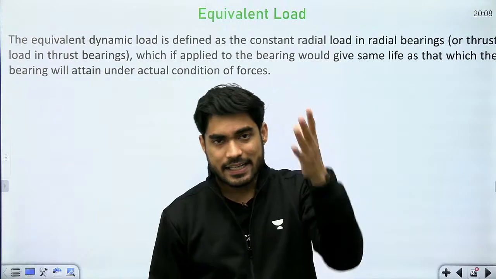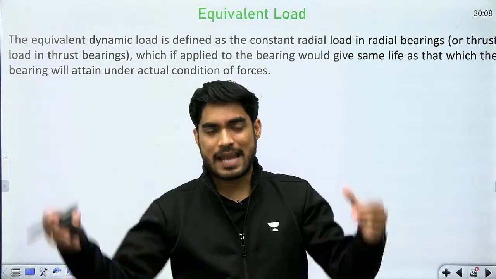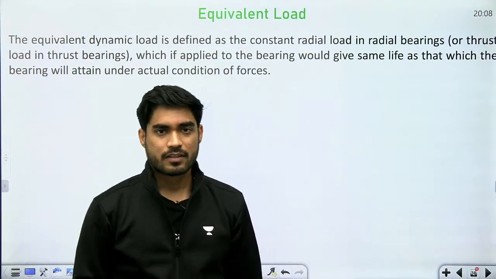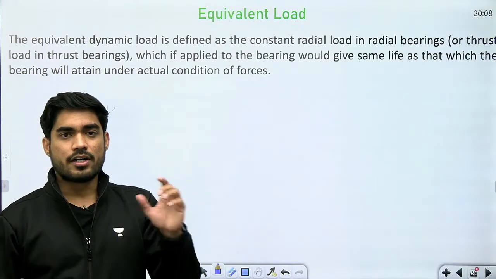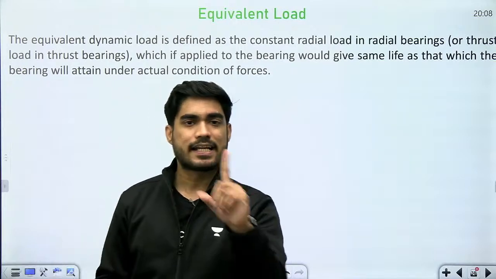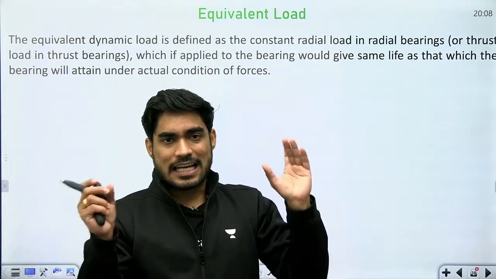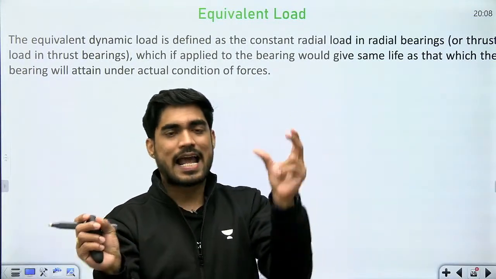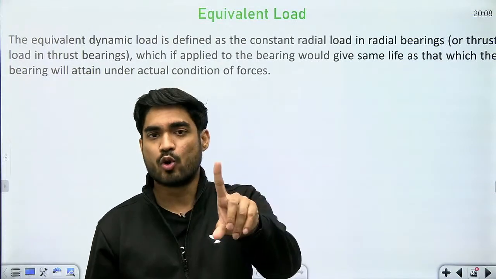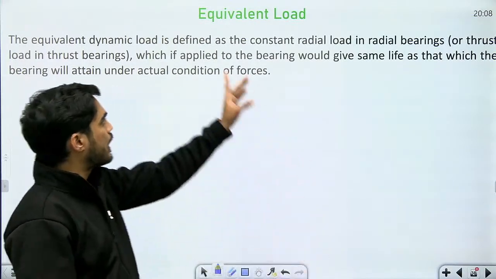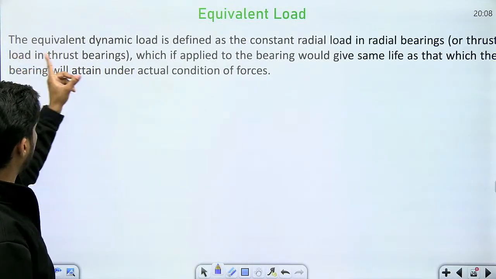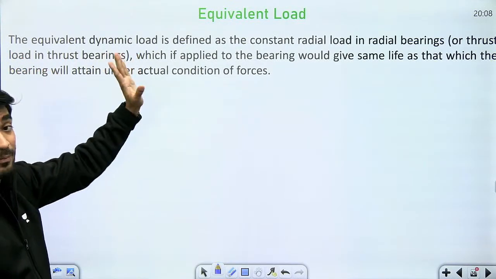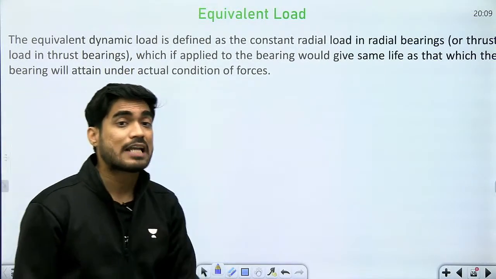Let's say there is radial load as well as axial load acting on my shaft. So I can't use both these values in order to find the life. I need one single load. So if I convert radial load and axial load into one single load, then that load is known as equivalent load. So read the statement, beta: the equivalent load, and this is a dynamic load. Now we are talking about dynamic load.